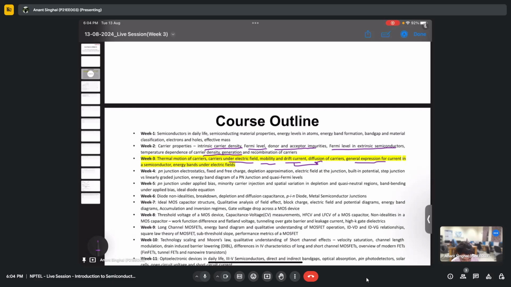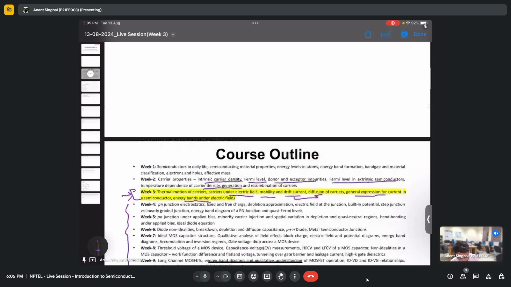And at the last, we will see some of the energy bands which are formed under some of the applied electric fields. This is a very important week. If you get to know about these concepts clearly, then there will be no problem in solving the rest of the topics, because they only involve different types of dopings. We just need to worry about the movement of carriers, how they move, either they are doing diffusion or drift.